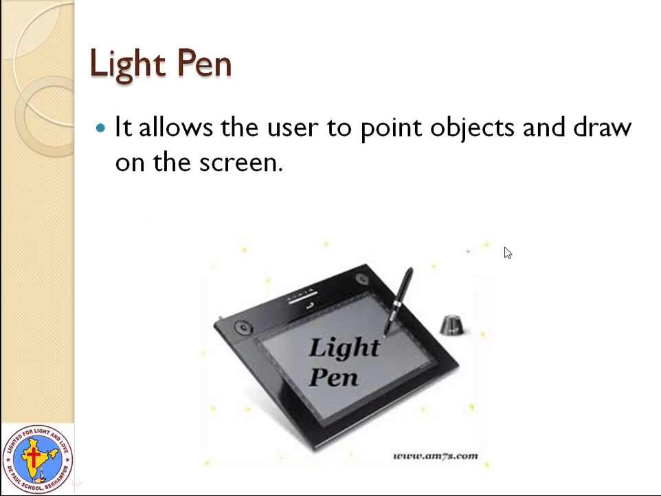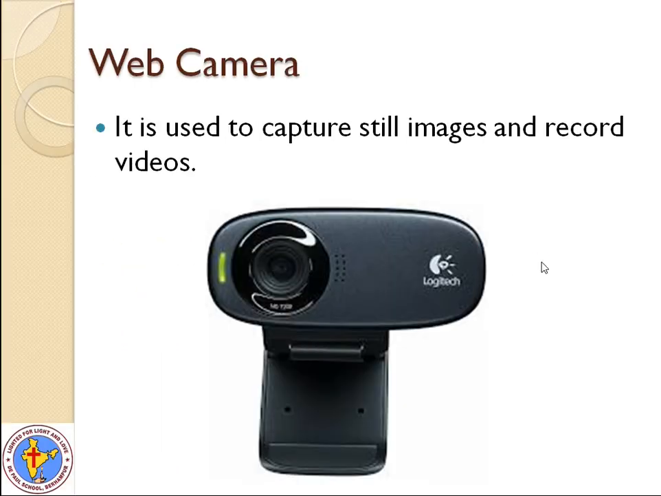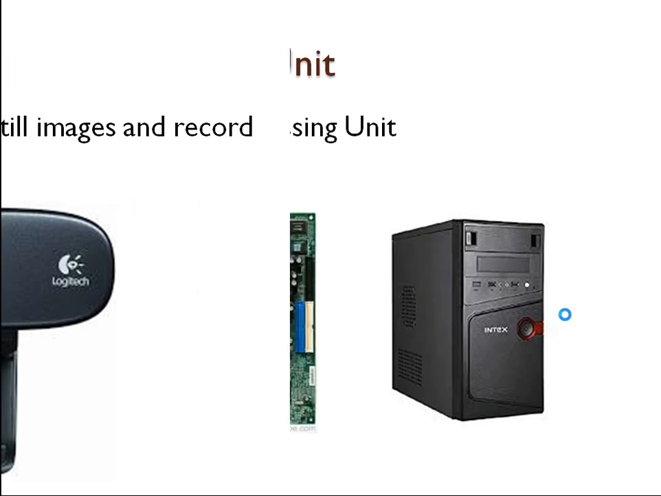Then light pen. It allows the user to point objects and draw on the screen. Just like a pen, but you can point, like mouse is a pointing device, you can use light pen to point the objects and even you can draw on the screen. Next is web camera. It is used to capture still images and record videos. So these are some of the input devices we have discussed.